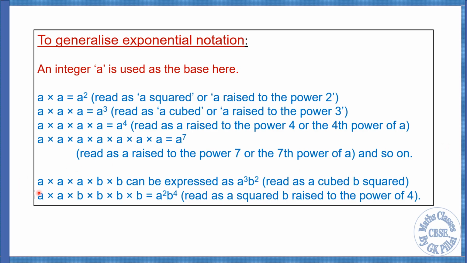Here, 3 into a into a into a into b into b. We have to write it as 3 a raised to the power of 3 b squared. We have to read it this way, a cubed b squared. Otherwise, a raised to the power of 3 b raised to the power of 2. You can read it that way also. Here a into b into b into b into b, a b raised to the power of 4. You can read it that way.